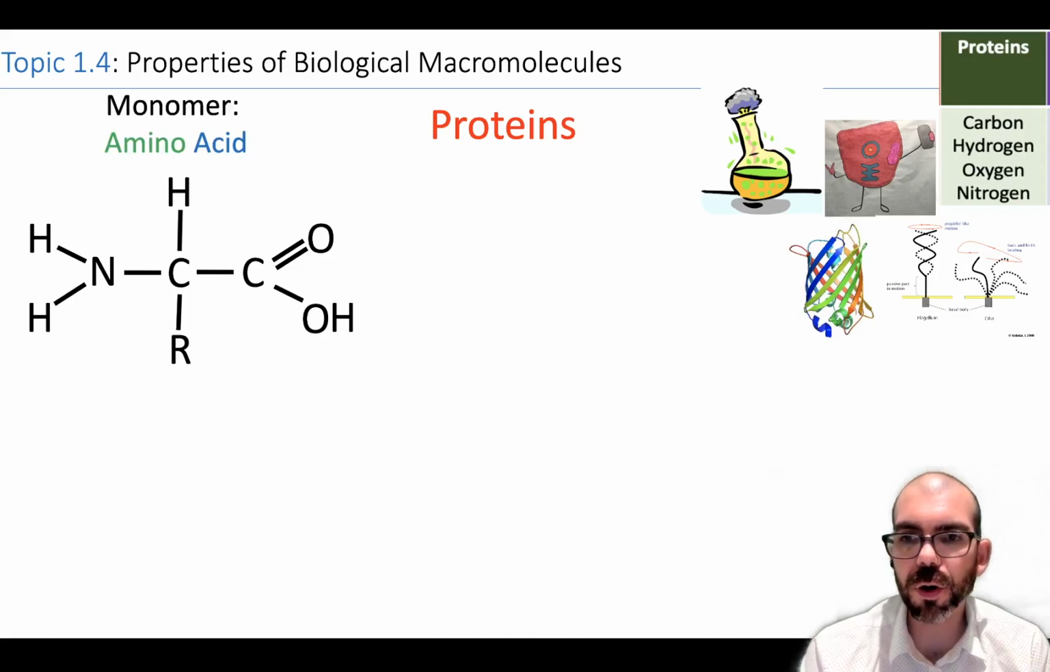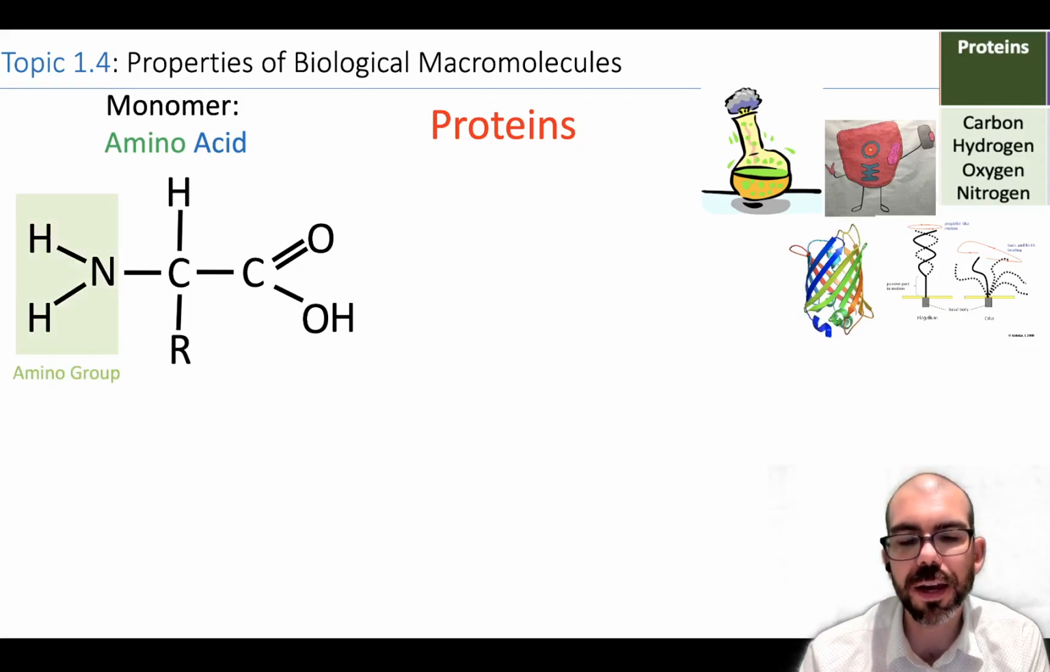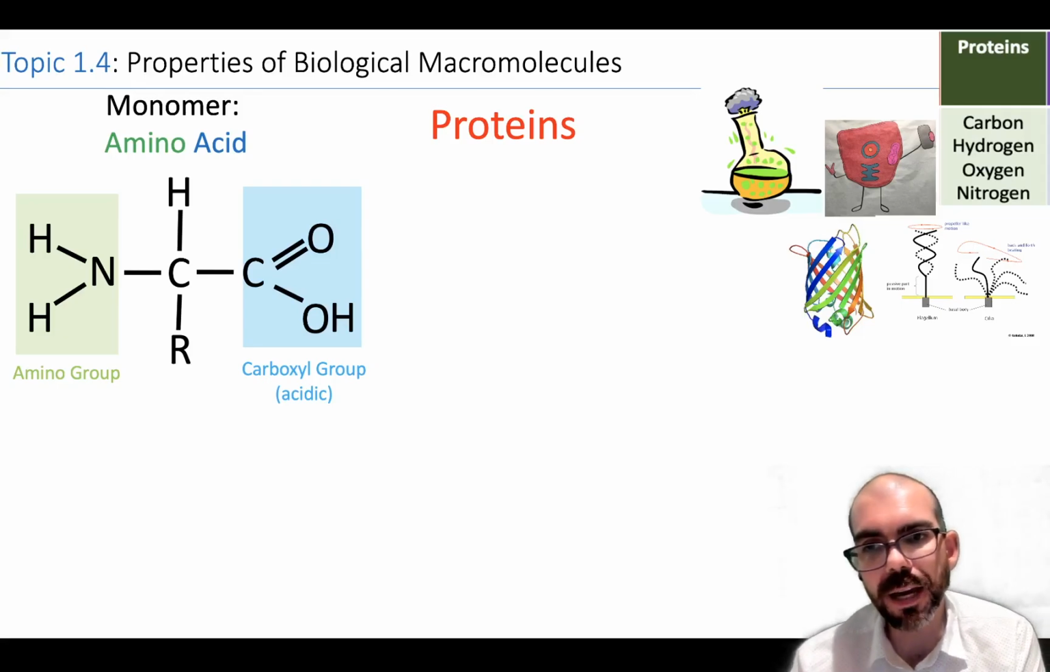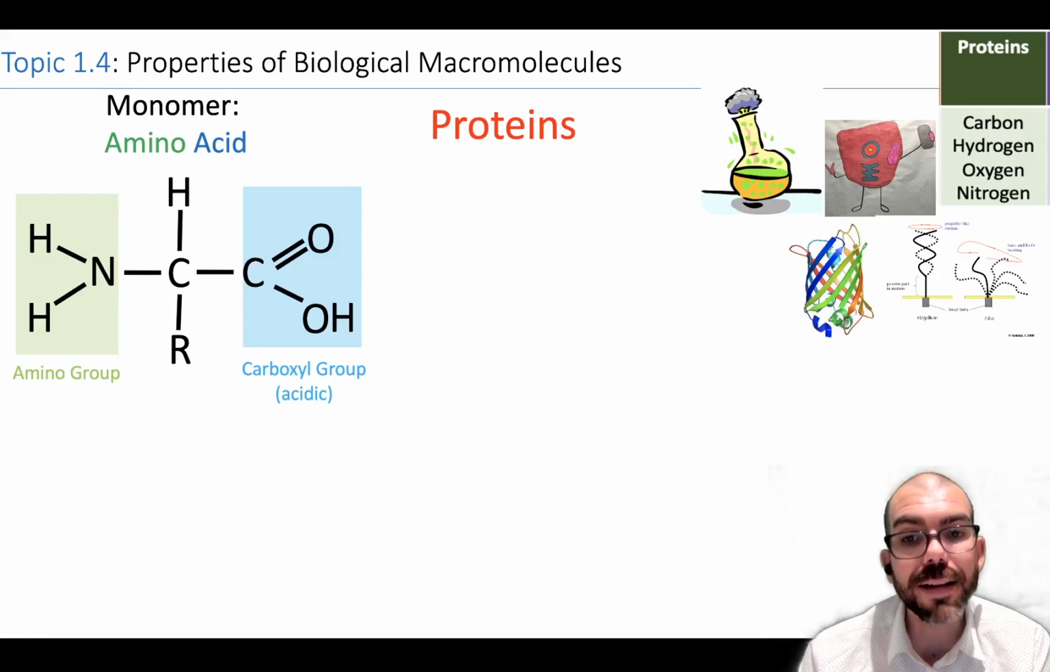The monomer of a protein is known as an amino acid. A reminder that the monomer is the one singular small unit, and we can combine multiple monomers together to make a polymer. It is called an amino acid because it has an amino region, an NH2 group. It can also become an NH3. And it has an acidic region. It has a carboxyl group, a C double bonded to an O with a hydroxyl. Since there's an amino and an acid group, we call it an amino acid.